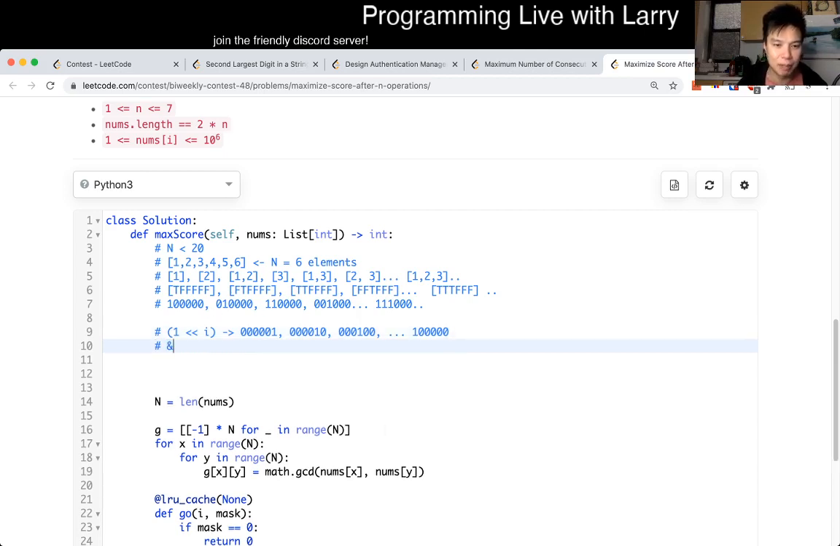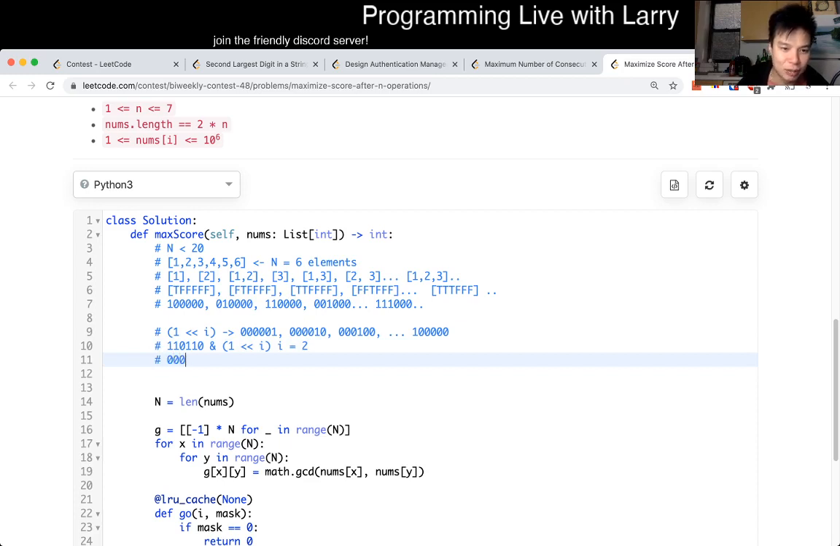So now, for example, let's just say you have some other random bit mask. And then you AND this by 1 shift i, where i is equal to, say, 2. This allows you to check the second bit, because that checks whether this is a 1, right? And if you have AND, that's basically the idea.